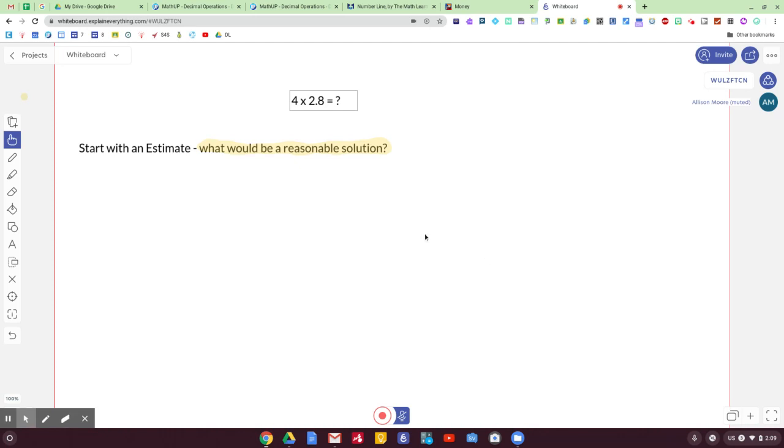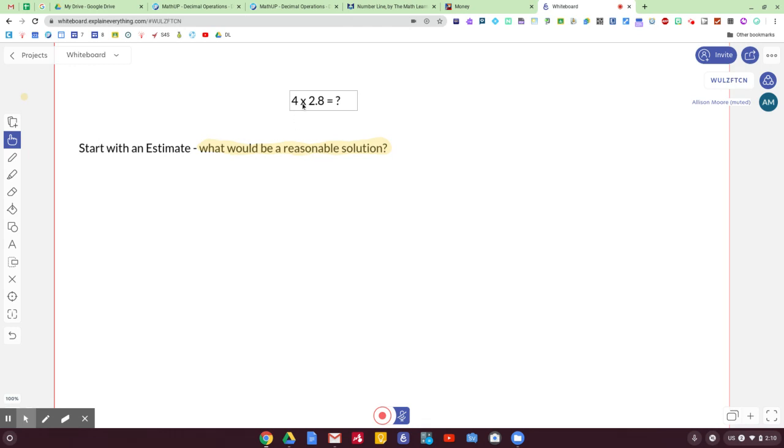Now I'm going to show you a few ways you could think about a question like 4 multiplied by 2 and 8 tenths. When you are working with decimal numbers and you are doing any sort of operation, it's really helpful to start with an estimate, because that will help you figure out what you think a reasonable solution would be.